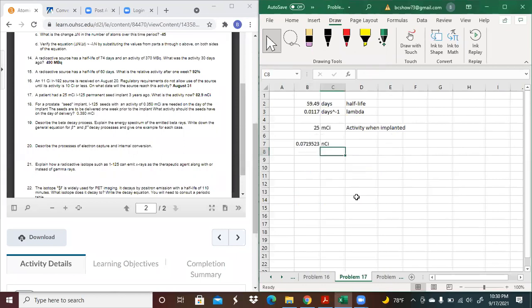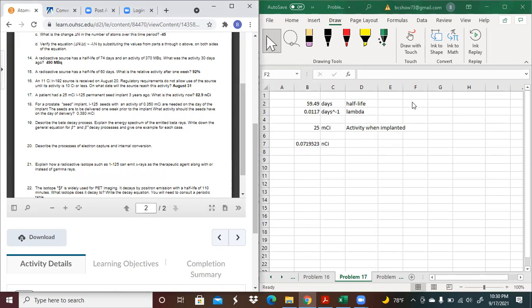Okay. Now, problem 17. So we've got a patient that's had a 25 millicurie iodine 125 permanent seed implant 3 years ago. So what's the activity? This again is something where I disagree with the book, or at least with this answer, and I think it's because of what we're using for half-lives. Half-life in this particular case is going to be 59.49 if you look it up. I'm going to standardize that value for this particular problem.